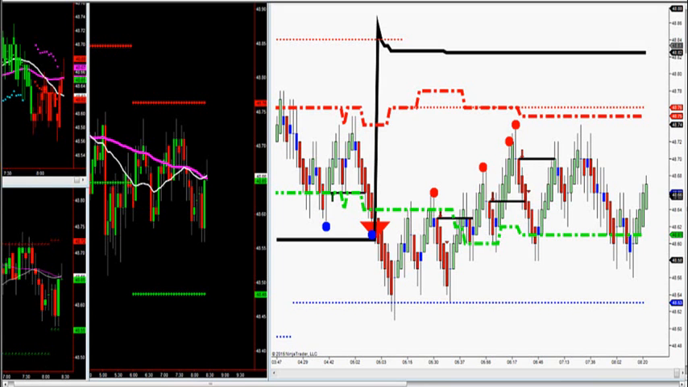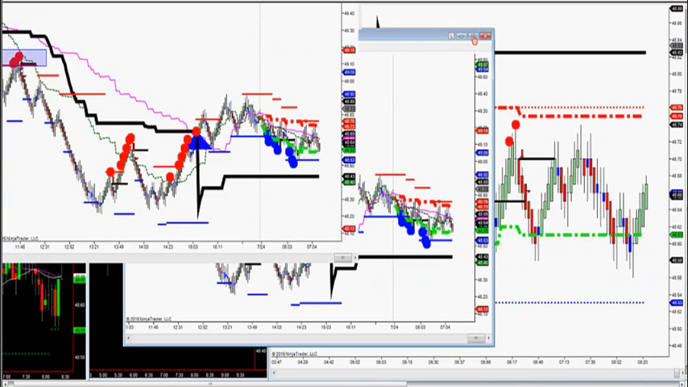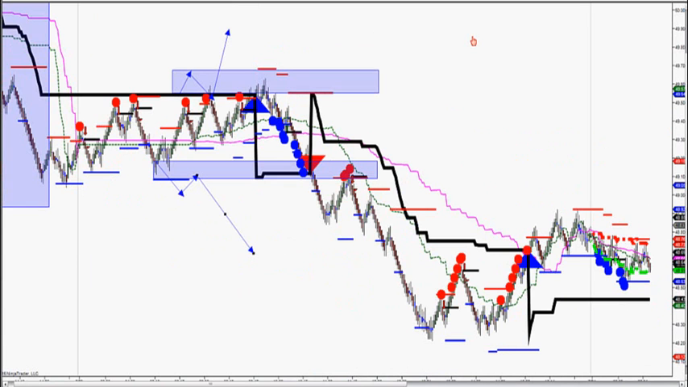Okay, let's go over crude. So yesterday, let me put it over top here. Here's what we were looking at yesterday. All right, this is a large time frame. So if we break these levels, these outer edges, we're going to look for a what?